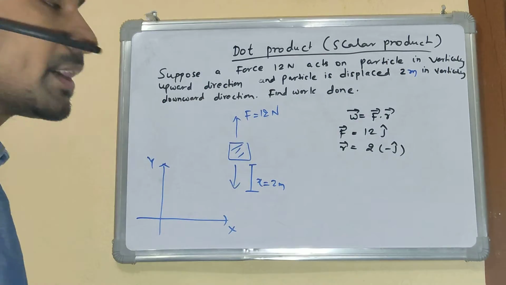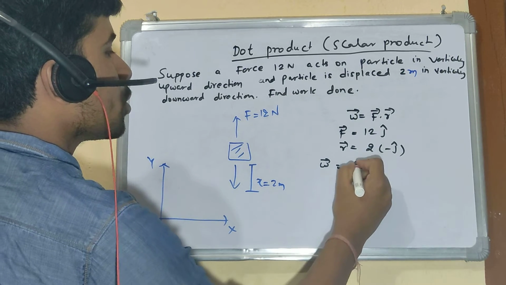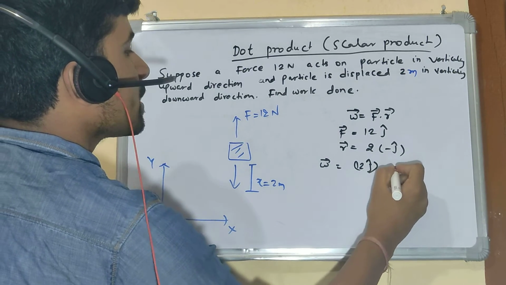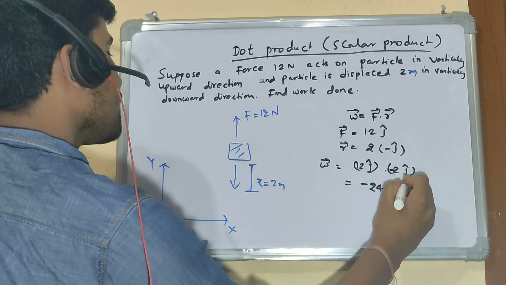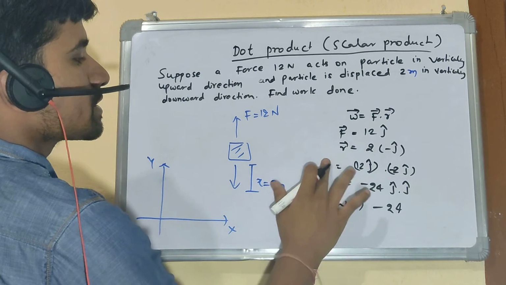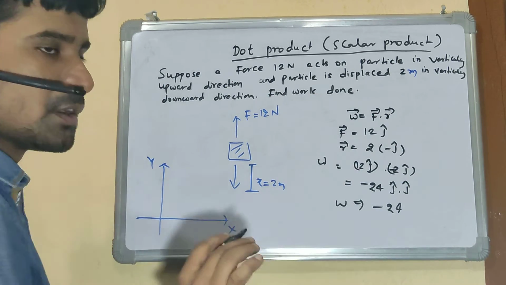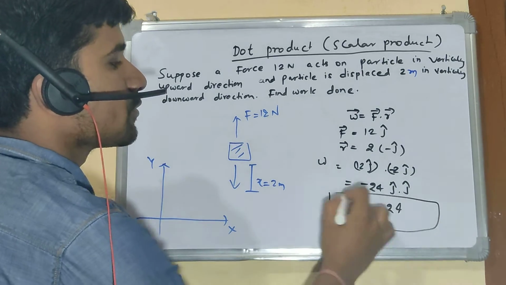Can I calculate work now? Work is 12 j cap dot minus 2 j cap. So taking the constant out, minus 24 j cap dot j cap. We just saw j cap dot j cap is 1. So work is a scalar. The result of a dot product is always a scalar quantity. So work is minus 24 joule.